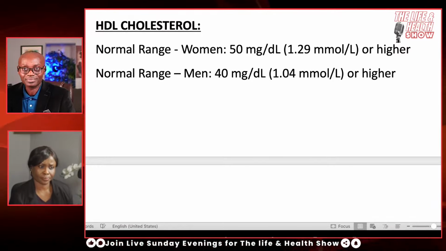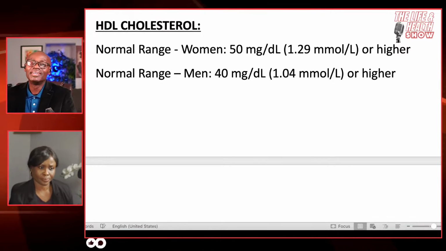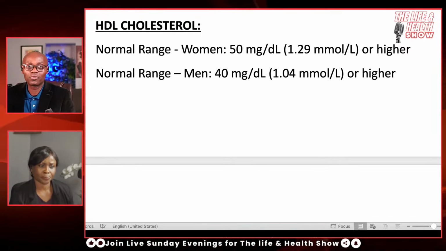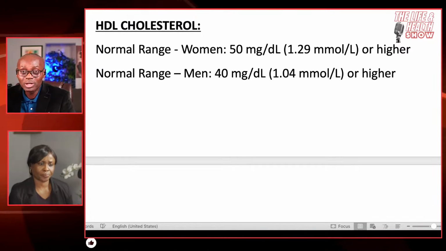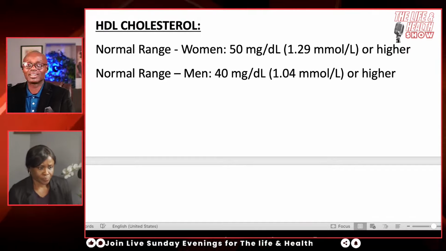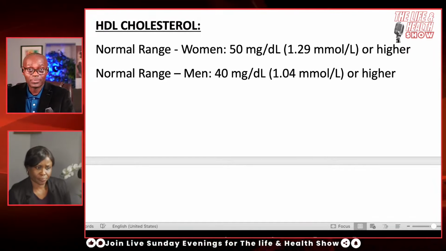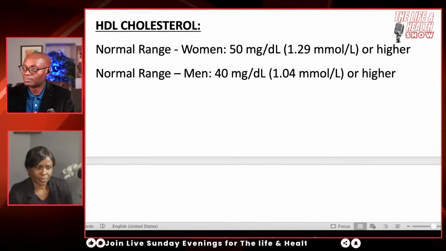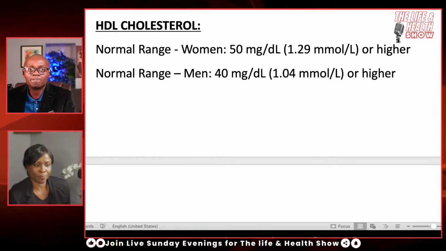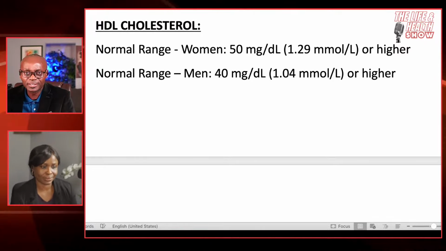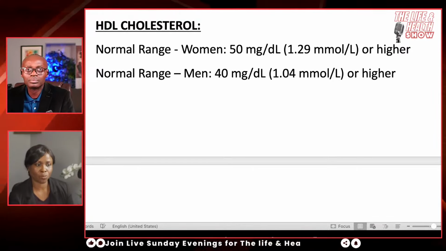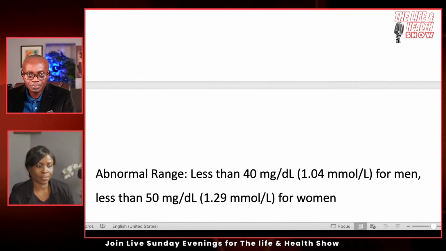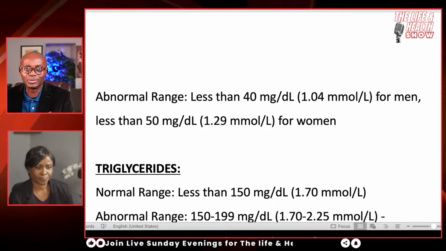So if you're a woman with moderate risk or maybe no risk, you are expected to have 50 or more for good cardiovascular health, for good health for your heart and against stroke. And then if you are a man, you're also expected to have 40 or more. You want to add anything to that? Yeah, so it becomes abnormal for women if your numbers are less than 50, and it becomes abnormal for men if your number is less than 40. So we have to know our numbers. Right. Yes. And I think that's what you just said.